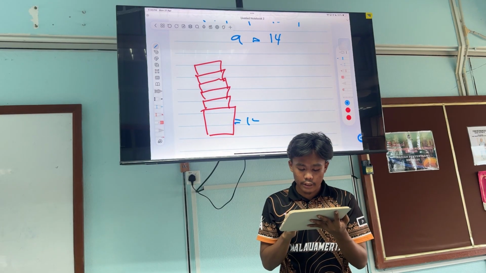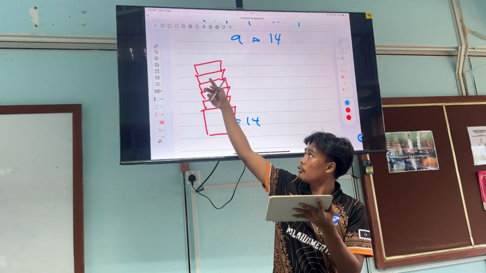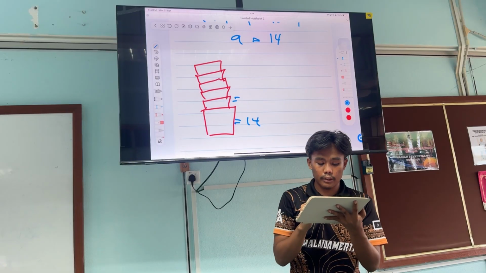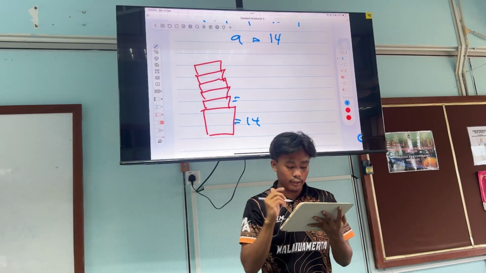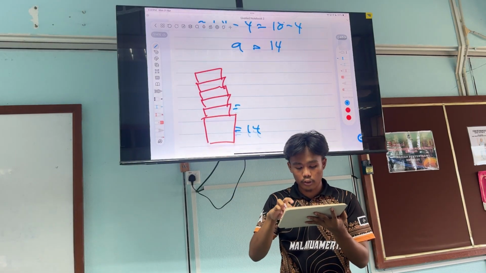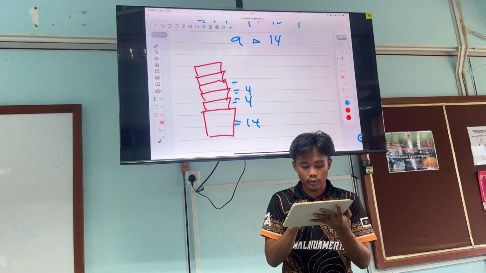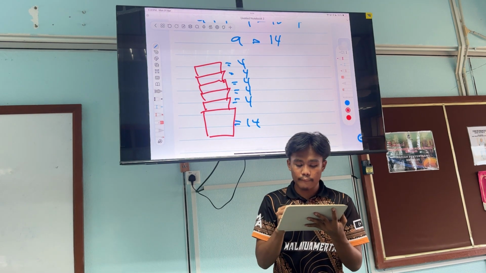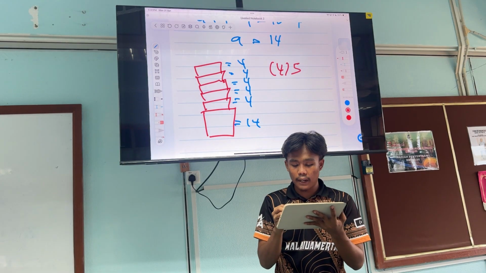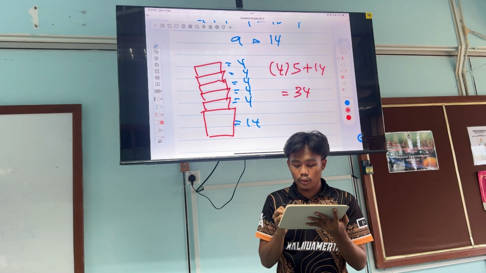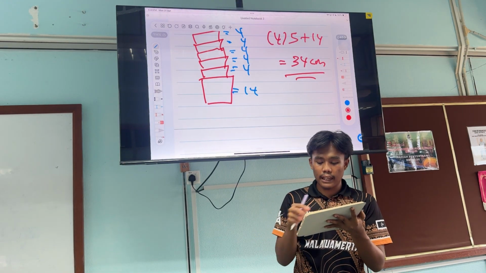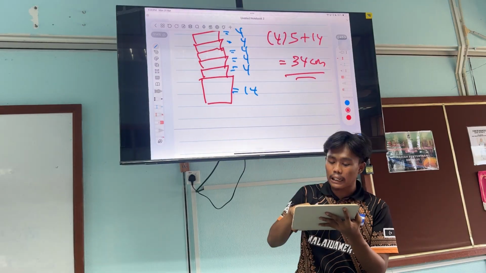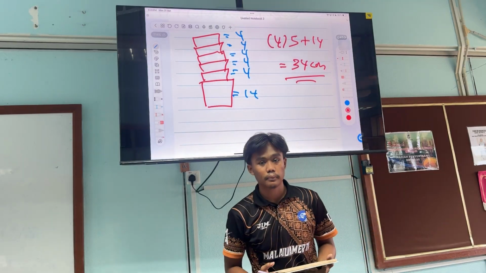Okay, we wrote here 14. And it has 1, 2, 3, 4, 5. B, 5 classes that are not in full length. So B here is 4. So 4, 4, 4, 4, 4. So we can actually assure that 4 times 5 plus 14 equals 34. So the answer for this length, for these 6 classes that stack, is 34 cm.